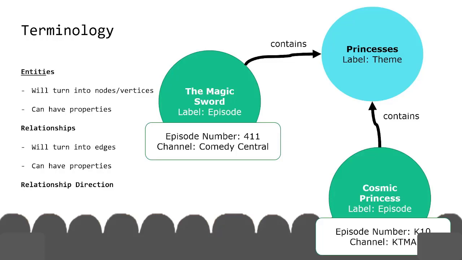So we're going to talk about entities. Entities are also known as vertices. Singular, one is a vertex. Think V for vertex.